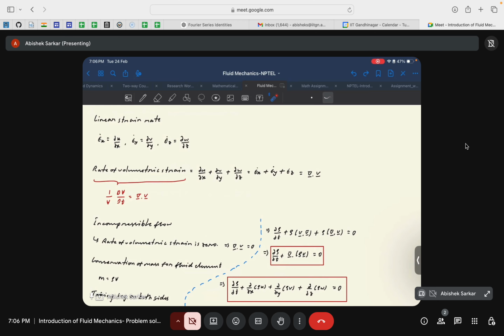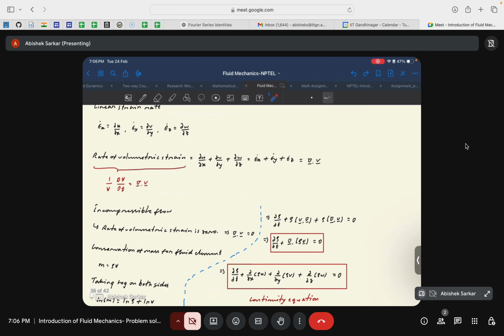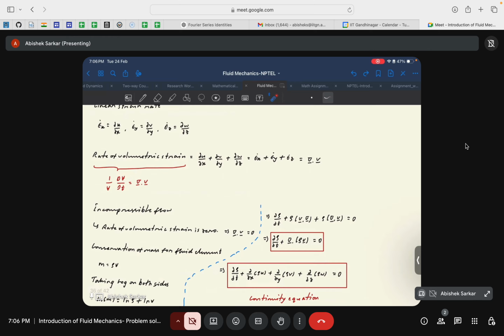So the linear strain rate along the x direction is represented by epsilon x dot, and it is given by dou u by dou x. Epsilon y dot is dou v by dou y, and epsilon z dot is dou w by dou z. And the rate of volumetric strain per unit volume is again given by dou u by dou x plus dou v by dou y plus dou w by dou z, which would basically be the sum of these linear strain rates, similar to what we do in solid mechanics.